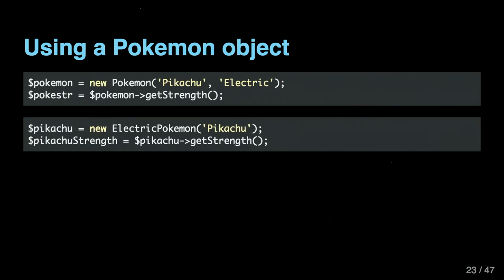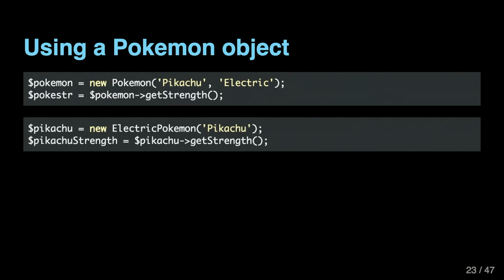Okay, it's back. We're going to see how we can use them in our Pokemon object. And so in this case, we'll create a new Pokemon called Pikachu, give it a name and a type. So we could create a new Pokemon Pikachu with a name and a type, and then we can call the get strength method to get the strength type of that Pokemon. But we can also create an electric Pokemon called Pikachu and get the strength.